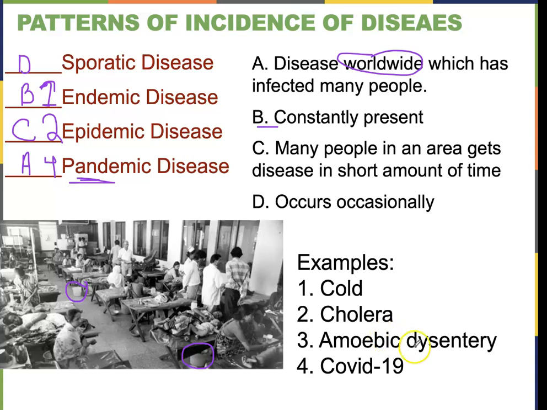And lastly, we have amoebic dysentery. This is very sporadic. Usually you hear about outbreaks of this every once in a while on like a cruise ship. Let's just leave it on a cruise ship.